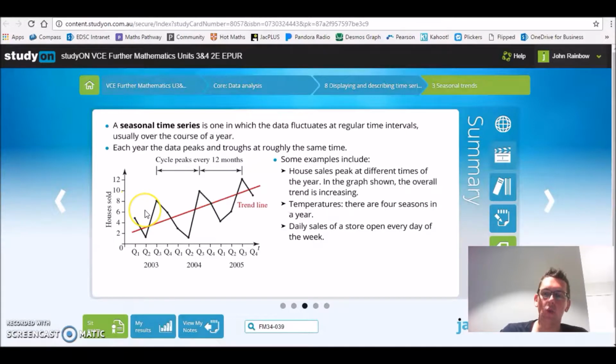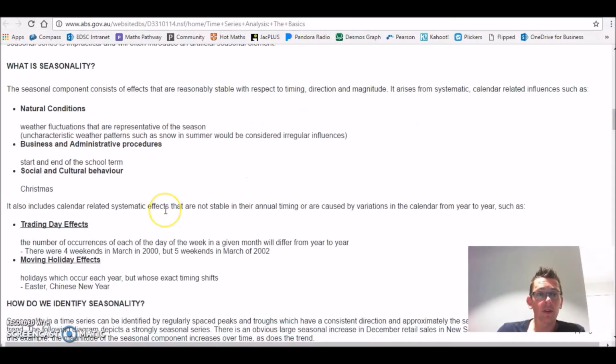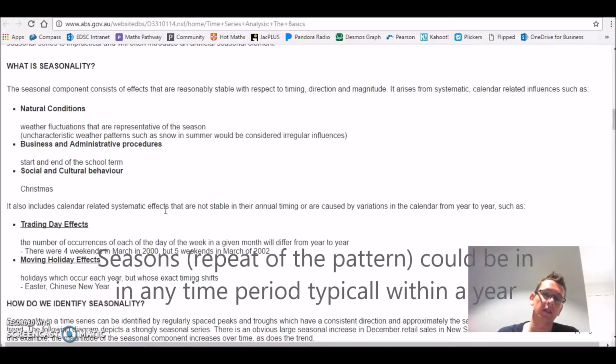So this is where we can use data to see if there is a fluctuation that occurs every time within that year. So if we go to the Australian Bureau of Statistics, which is obviously what we really want to be having a look at in the real world, seasonality, or when we classify things as seasons, doesn't necessarily have to mean it's in quarters. It doesn't have to mean it's in the months.